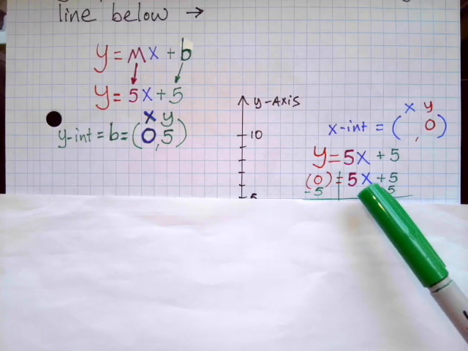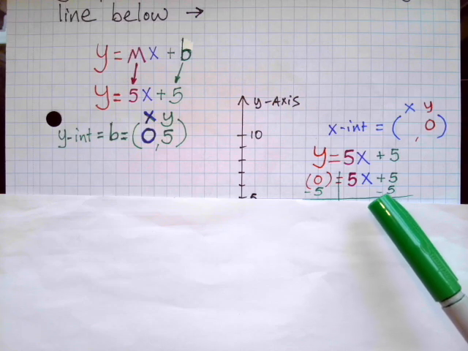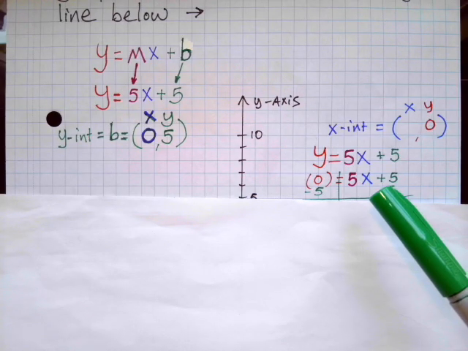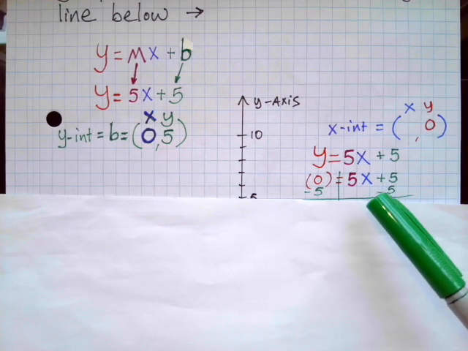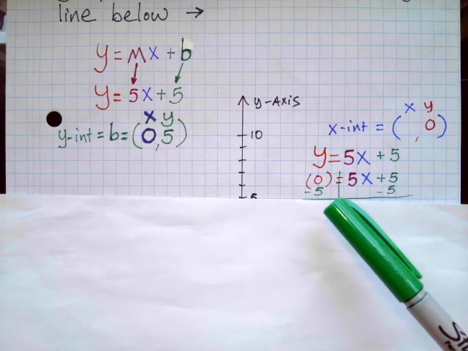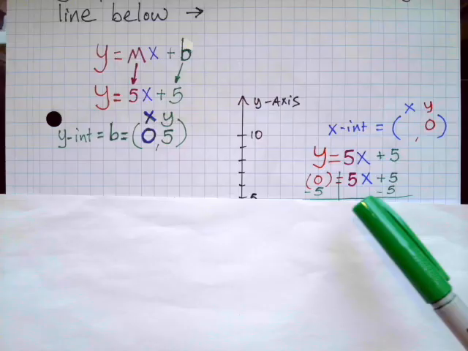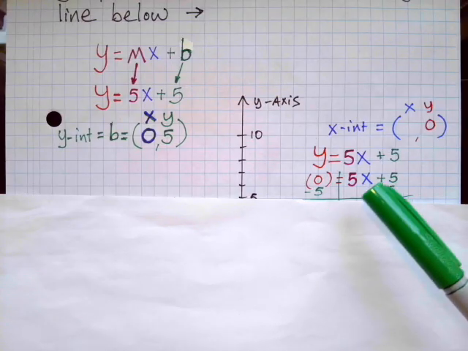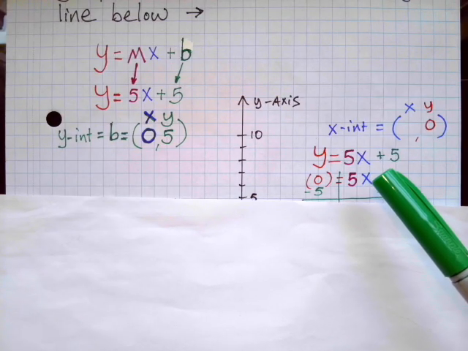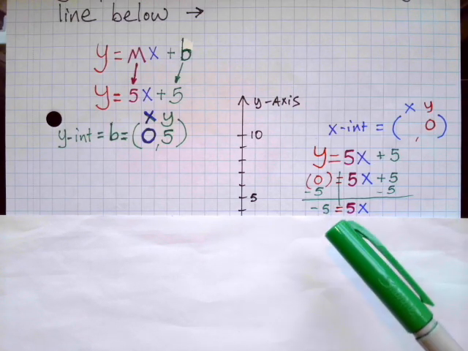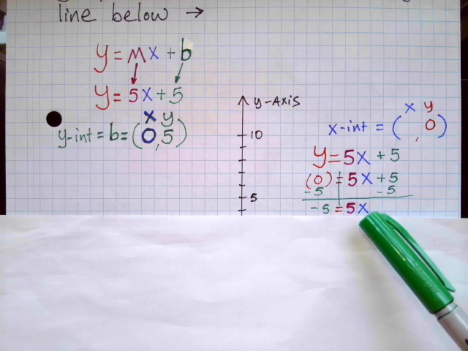So what's the opposite of adding 5? I'm going to subtract 5, or add a negative 5. 5 plus a negative 5 is 0. But what I do to one side of the equal sign, I have to do to the other side of the equal sign. So 0 plus a negative 5 is negative 5. I'm left with 5x equals a negative 5. I'm going to show you that here. Now, I want to get x all by itself, right?